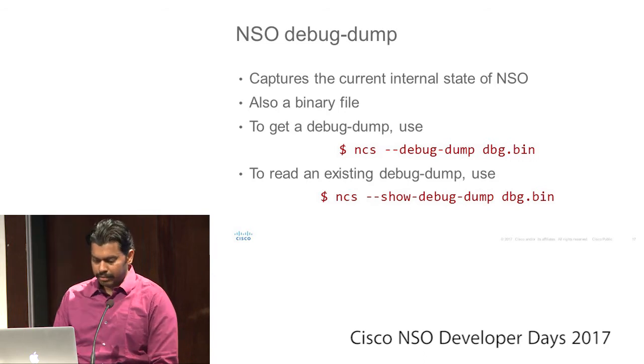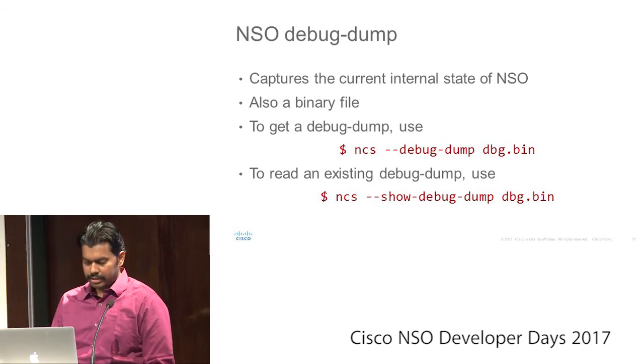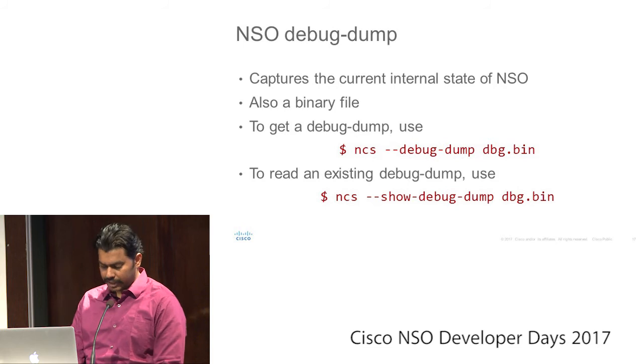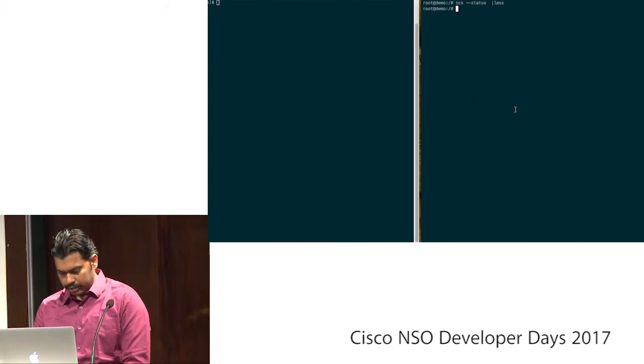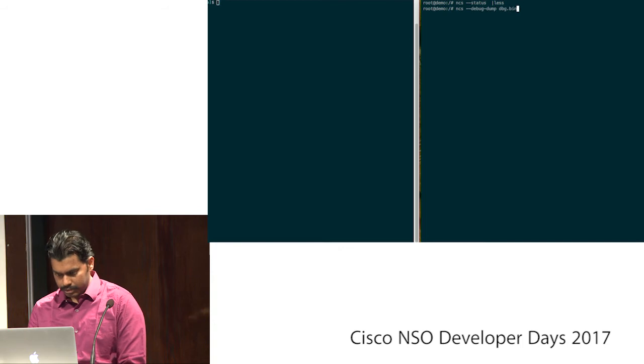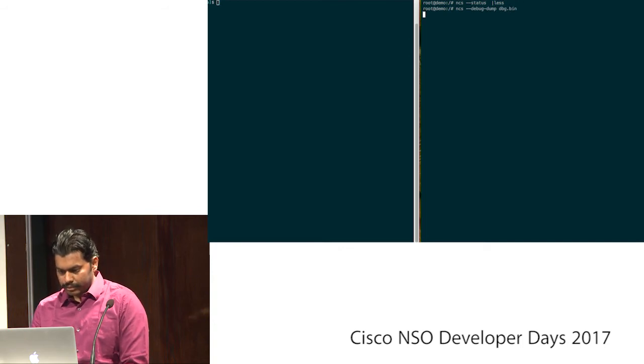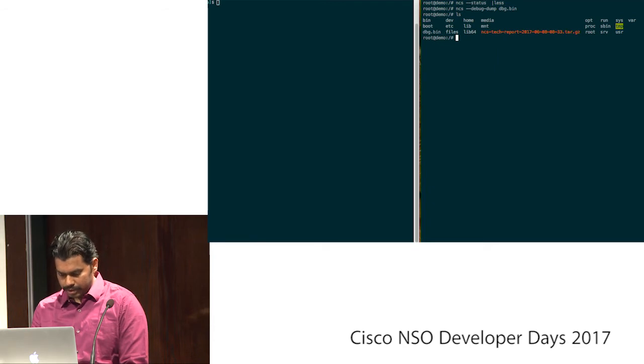So you take a debug dump using this command, ncs-debug dump, and then the file name. And then you read the debug dump using ncs-show debug dump. Let's see how that looks. So here, let's do. So we have dbg.bin here.